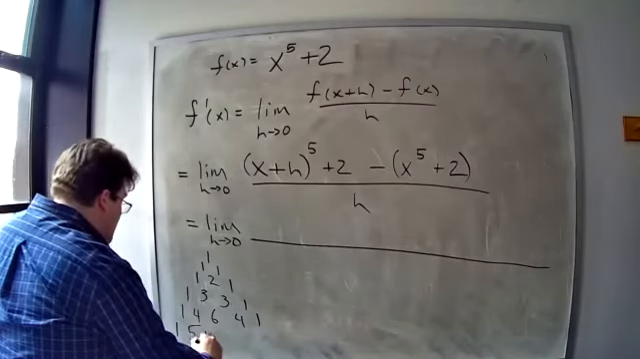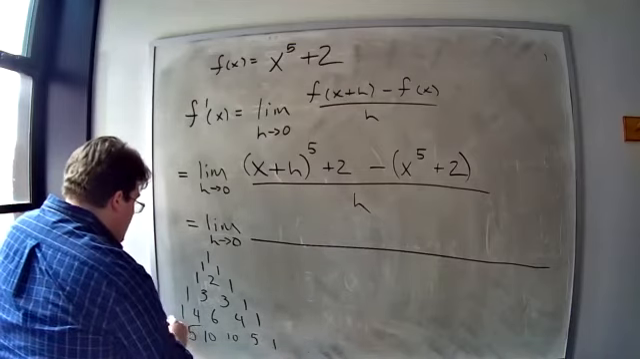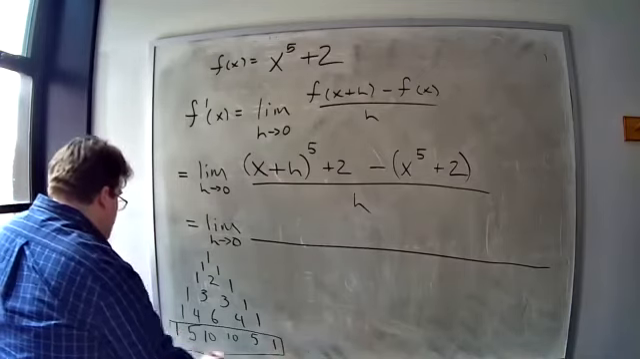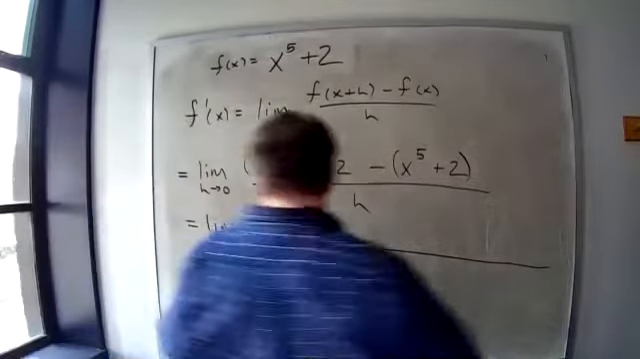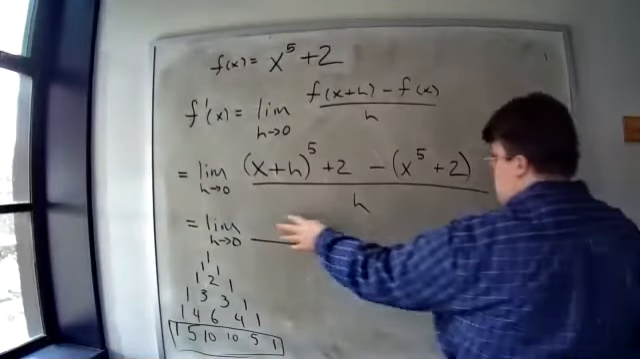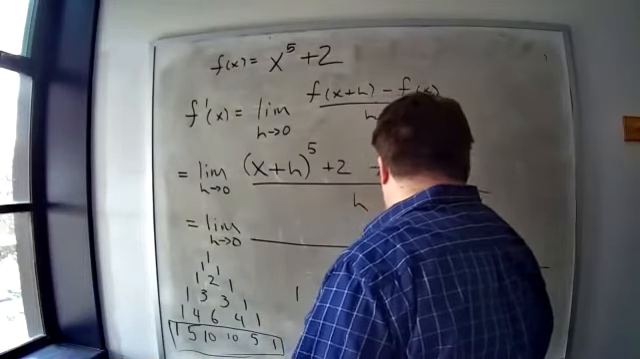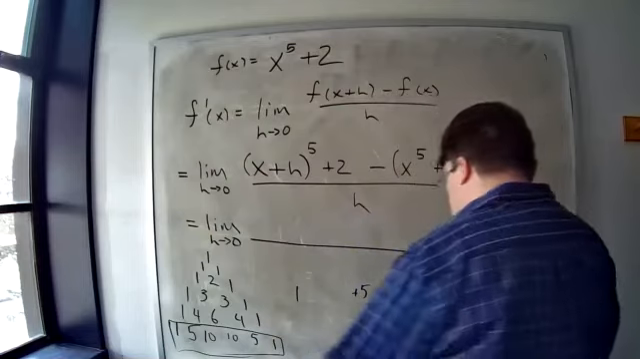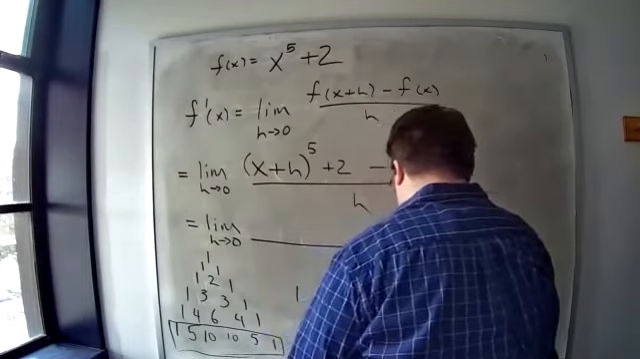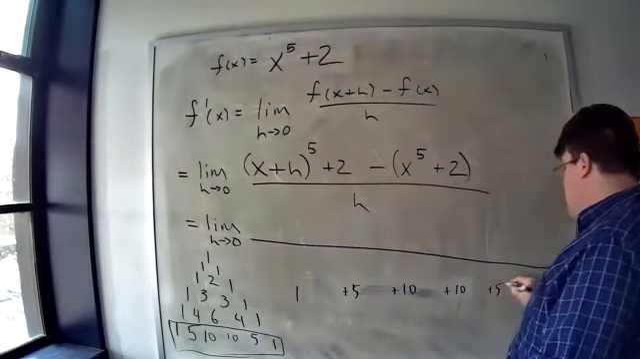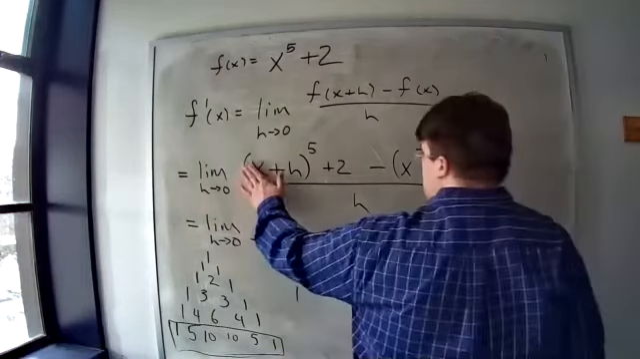4 plus 6 is 10. 6 plus 4 is 10. 4 plus 1 is 5. And it ends with a 1. So we have this row, which gives us our coefficients. I'm going to do the side work for this down here and then just write the answer up here. So we have our coefficients: 1, positive 5, positive 10, positive 10, positive 5, positive 1.